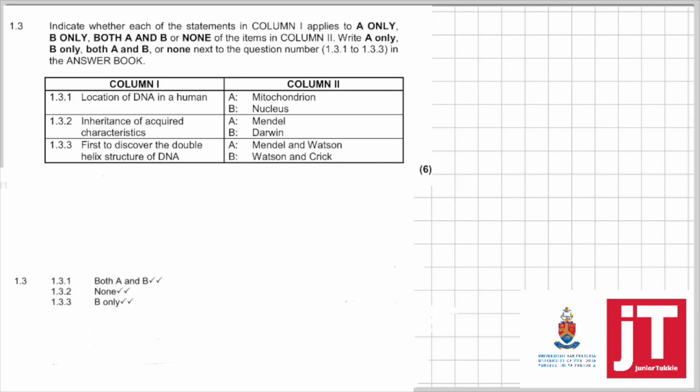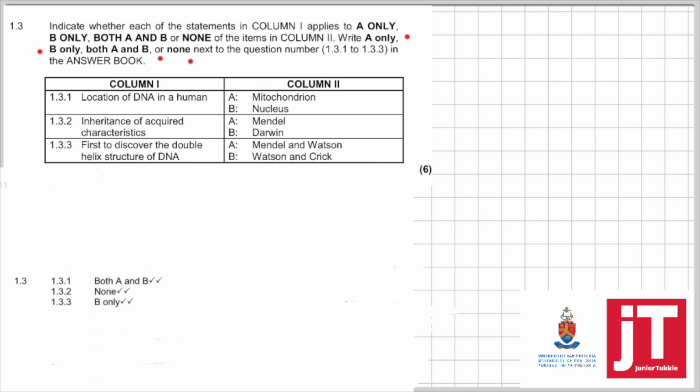Right, 1.3. Again, there are only 3 of these questions because many learners don't answer these questions properly. They don't follow the instructions. It says here, indicate whether each of the following statements in column 1 applies to A only, B only, both A and B or none. What must you write? A only, B only, both A and B or none next to the question number. Right. There's column 1, column 2.